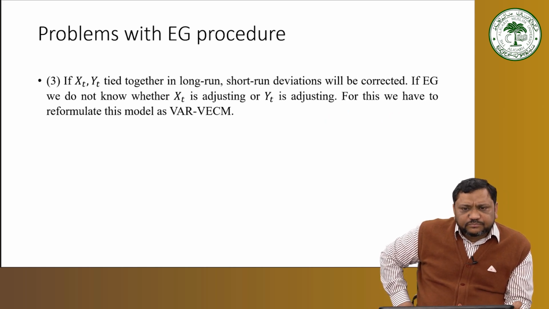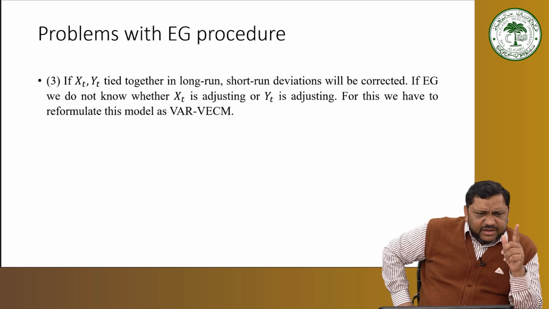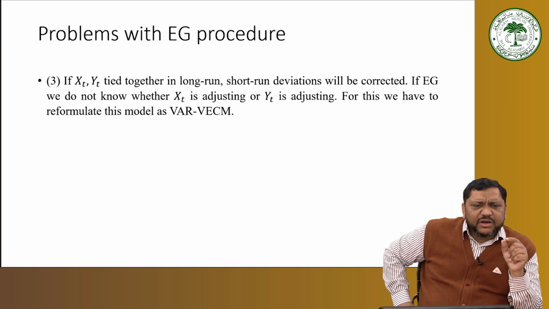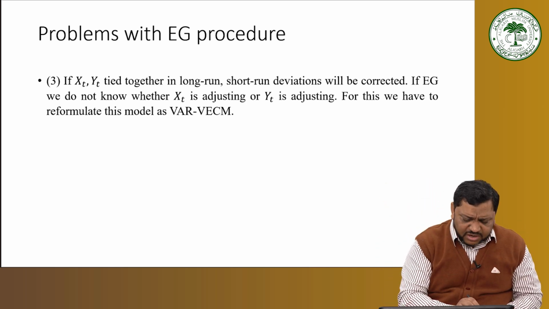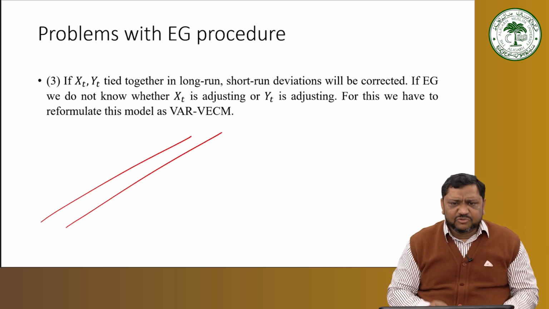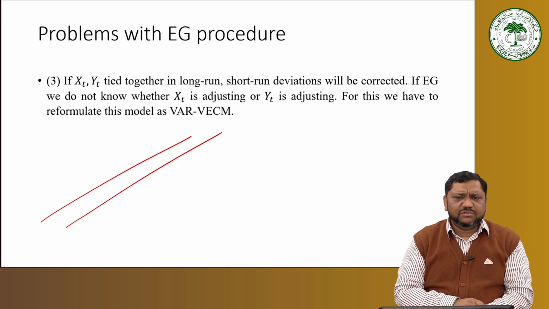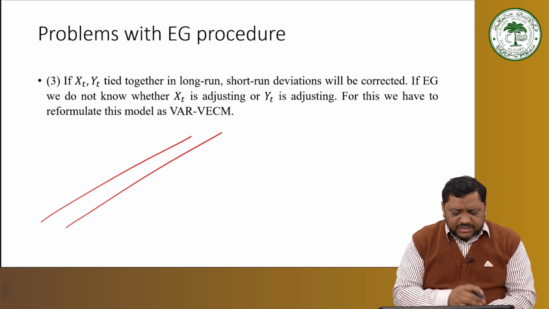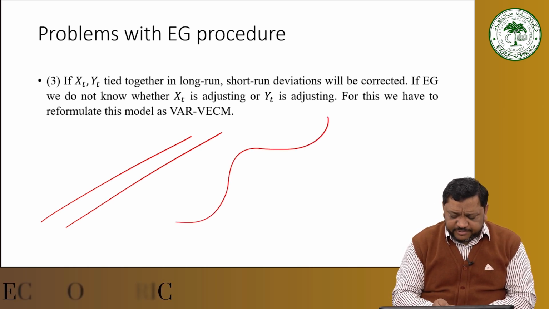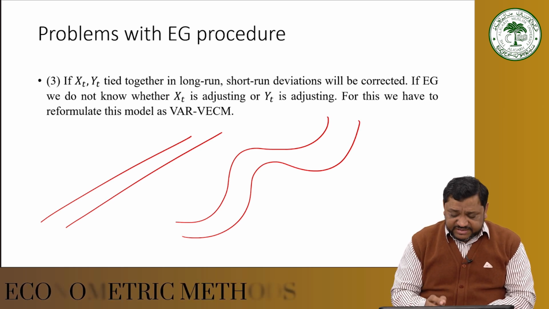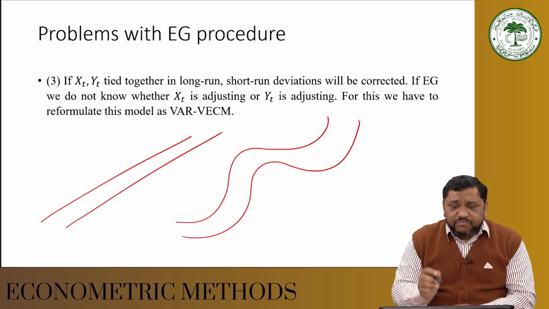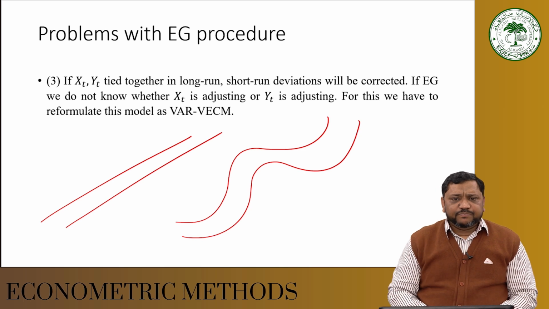Third, if yt and xt are cointegrated, it does not mean that they are moving in a straight line. We should be very clear. It's not that it's linear, that two regression lines can be drawn. But there may be a movement. What does this movement say? That there can be some other shape.